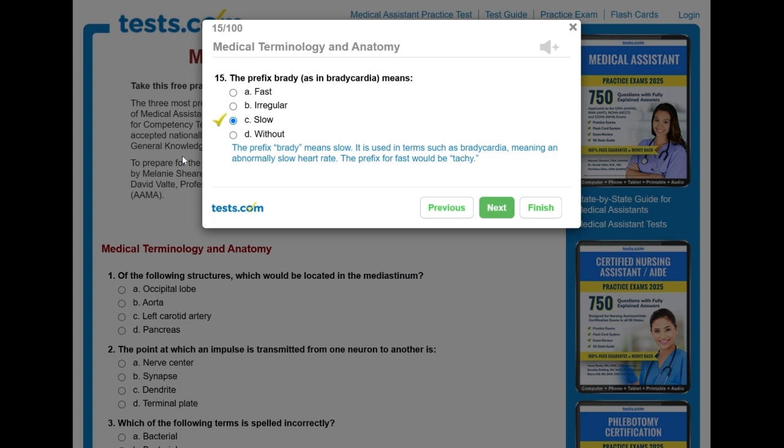C. Slow. The prefix brady means slow. It is used in terms such as bradycardia, meaning an abnormally slow heart rate. The prefix for fast would be tachy.